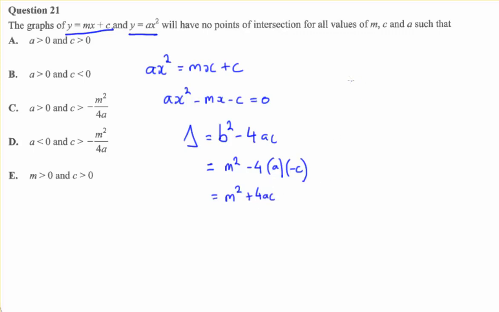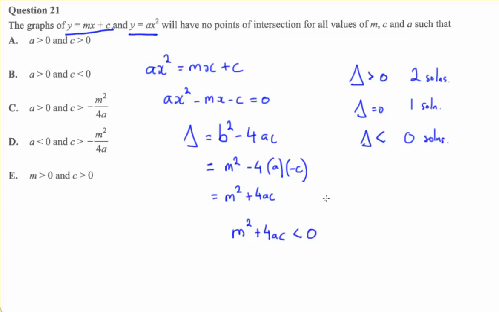Now, we should recall that if delta is greater than 0, we have two distinct solutions. If delta is equal to 0, we have one distinct solution. If delta is less than 0, we have no solutions. So we're really looking for the case where this quantity is negative. We want to know when m squared plus 4ac is less than 0. How are we going to do this? Let's look at each of these conditions here.